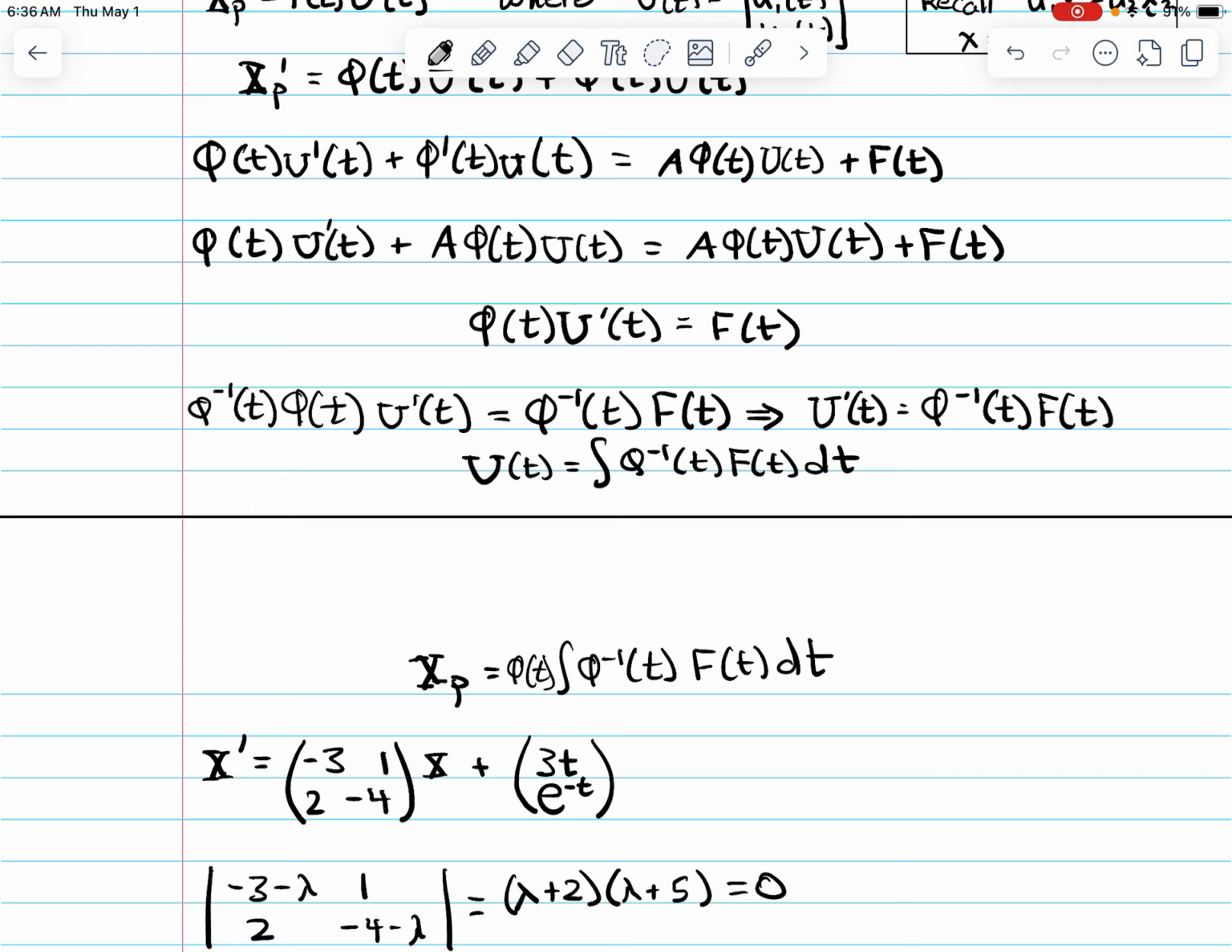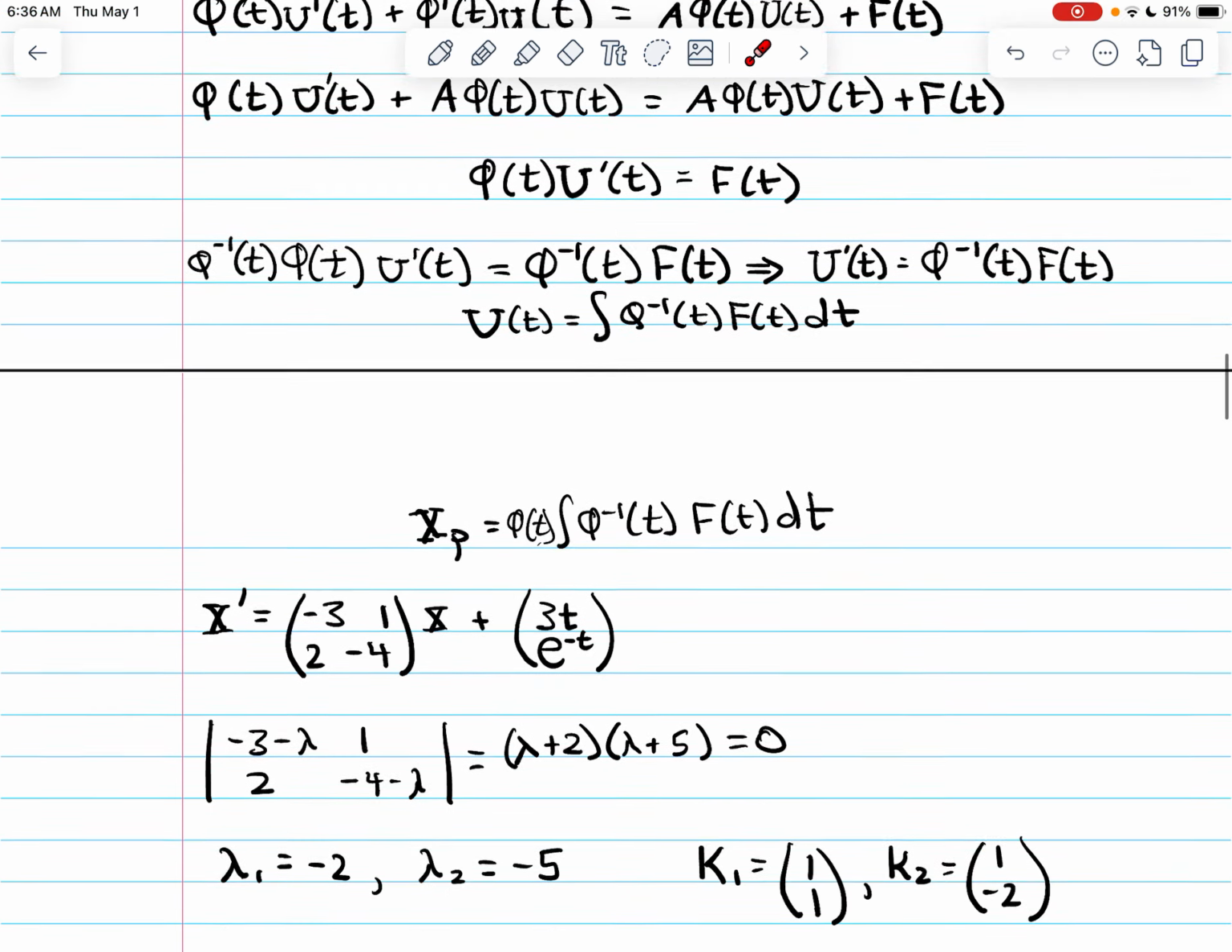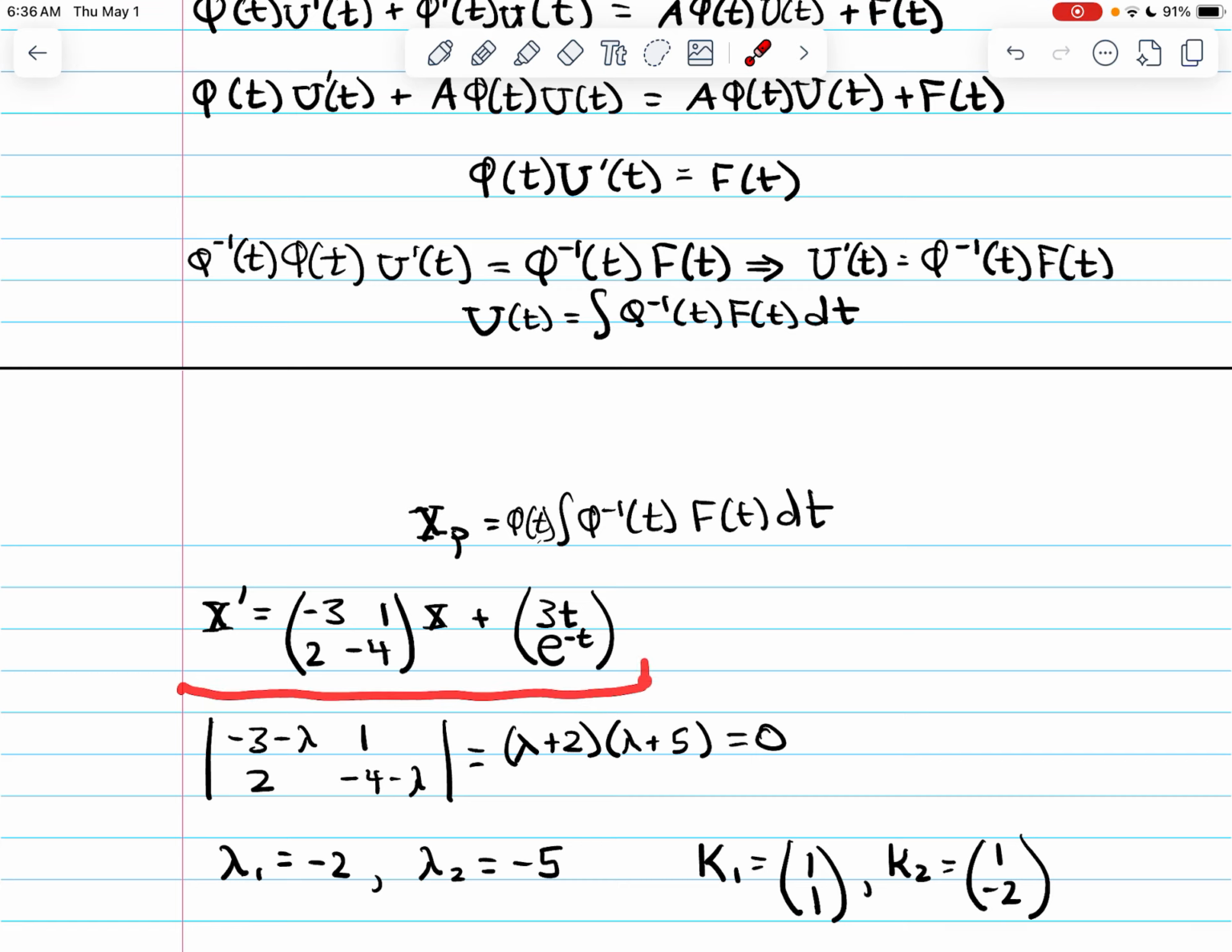Remember, we said phi of t times u of t. So this is what our solution is going to look like, and you can see the problem is just going to be us being able to integrate. So let's look at an example. Let's suppose we've got this system of differential equations.